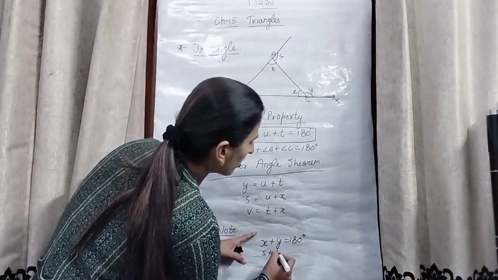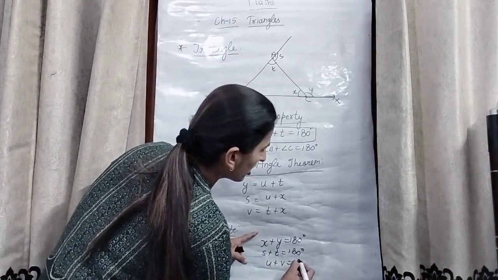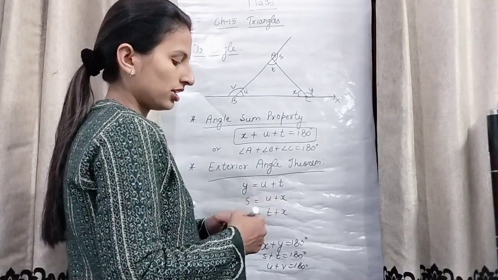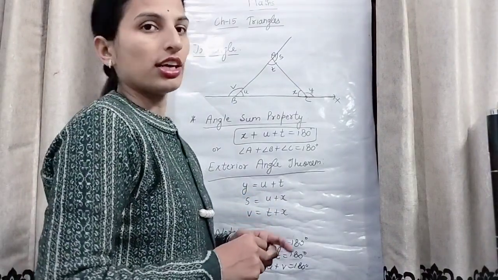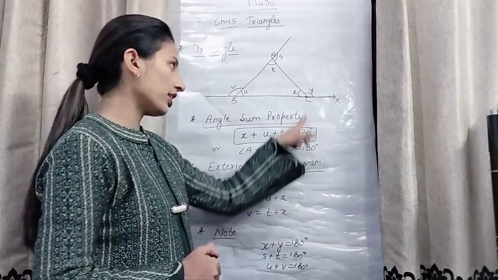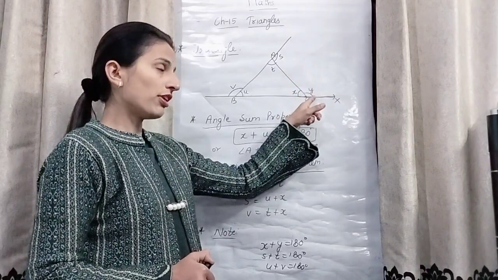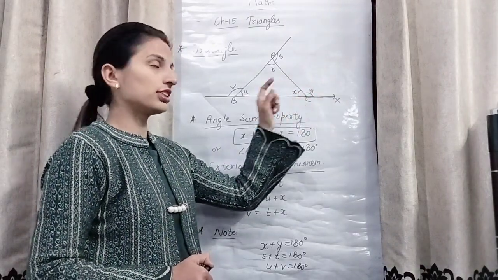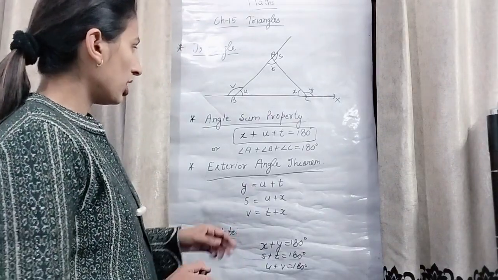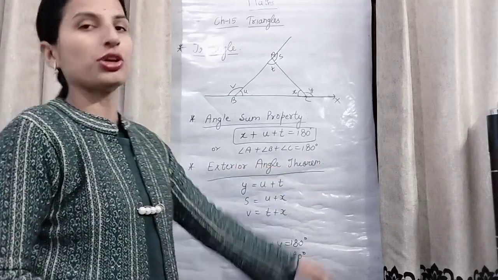S plus T equals 180 degrees. And U plus V equals 180 degrees. Means the sum of an exterior angle and the adjacent interior angle is always equal to 180 degrees. So if the value of the interior angle is given, you can calculate the adjacent exterior angle, or if the value of the exterior angle is given, you can calculate the adjacent interior angle. Okay. This is about the exterior angles, the angle sum property and the exterior angle theorem.